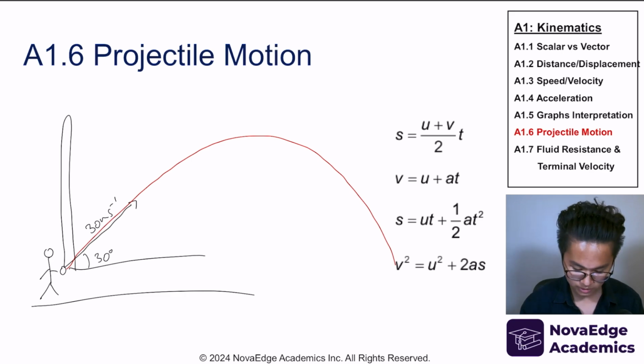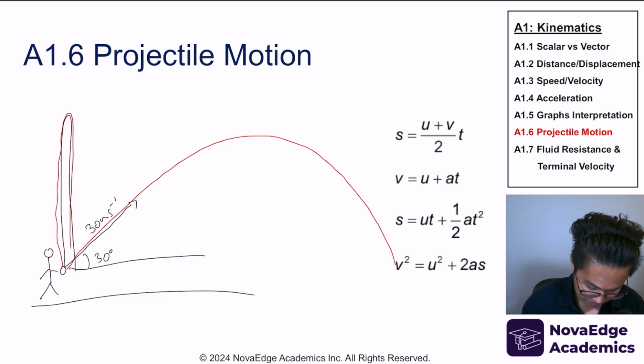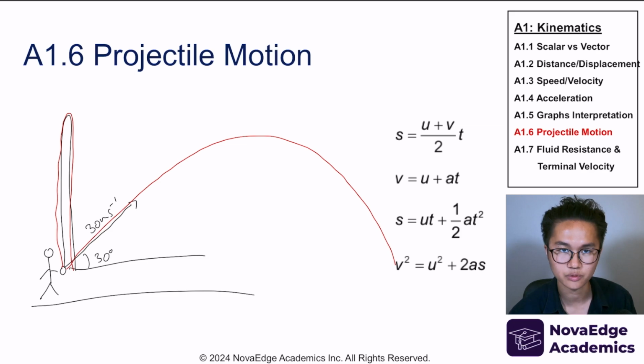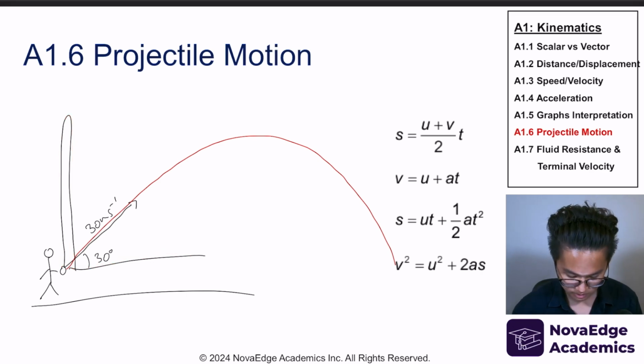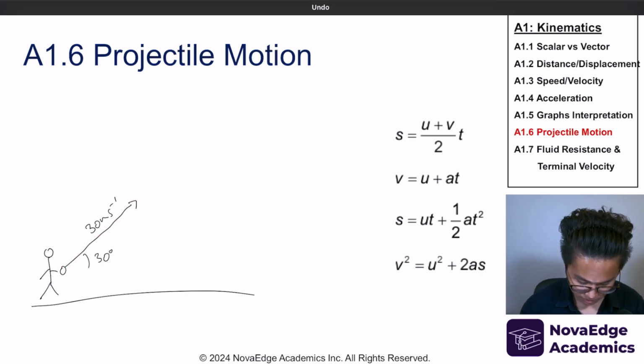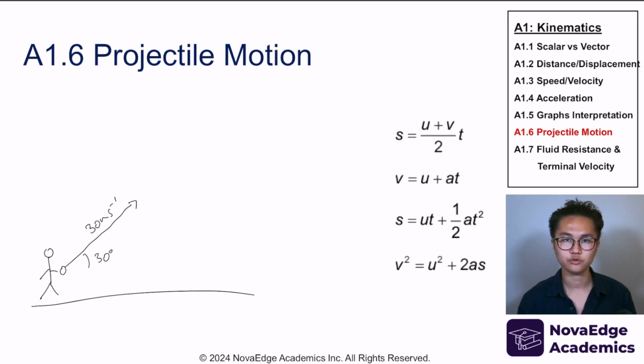Okay, now why do I split this? Because this gives me the time that it's in the air for, or how it behaves vertically, and this gives me how it behaves horizontally. So if I split this into two, well, I need to use trigonometry to split these into two.